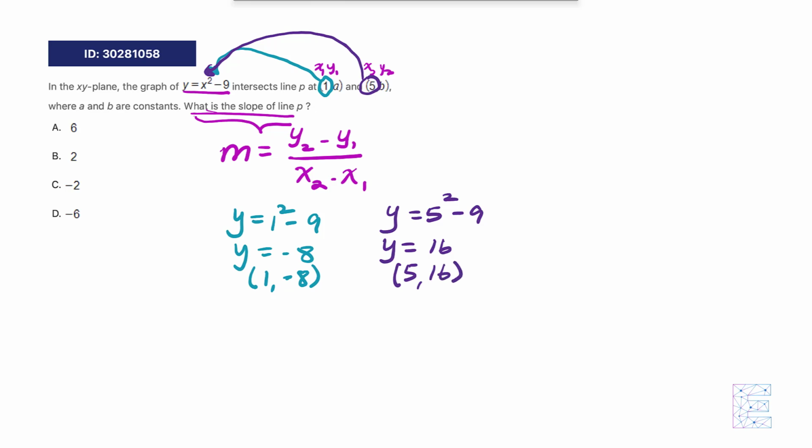So now that we have 2 points that are complete, we can plug them into our slope equation to find the slope of that line. Simple. Remember, we are doing y2 minus y1, so it'll be 16 minus -8 over x2, which is 5, minus x1. So we have 24, because 16 minus -8 is 16 plus 8, that's 24, divided by 4, and that ends up being 6. So the answer to this question is A.